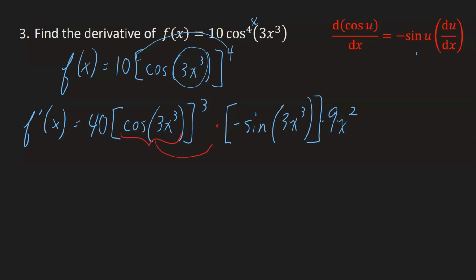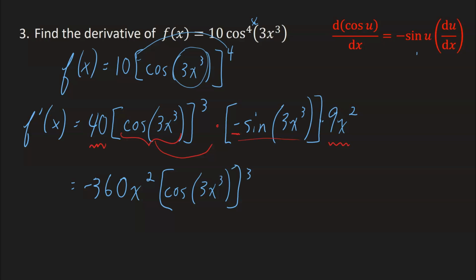So to tidy that up, take a look at what we are not touching. We're not touching the cosine 3x cubed. We're not touching the sine 3x cubed, but we do have a 40, a minus 1, and a 9x squared. So multiply those things all together, and it is minus 360x squared cosine 3x cubed, that's all cubed, and sine 3x cubed.